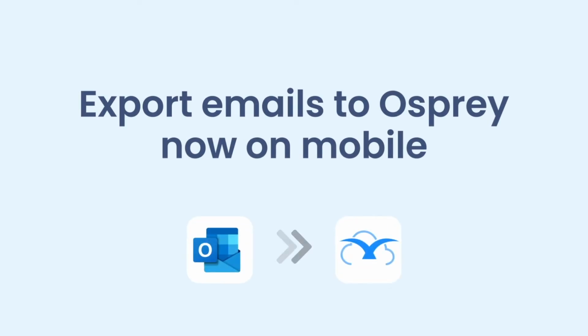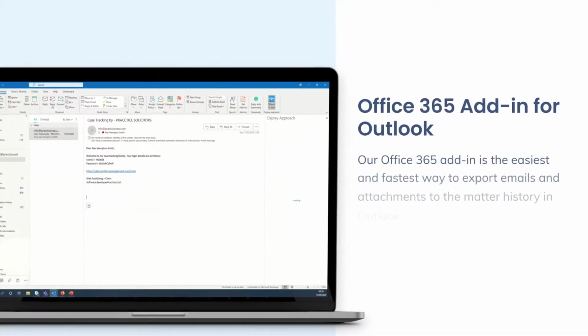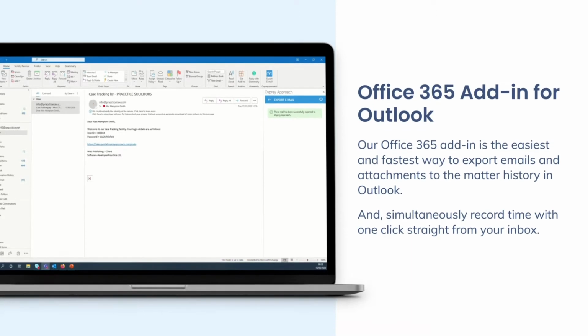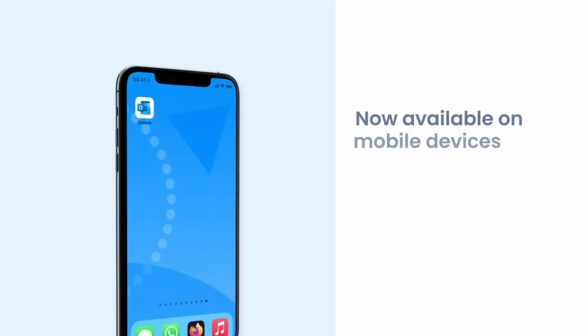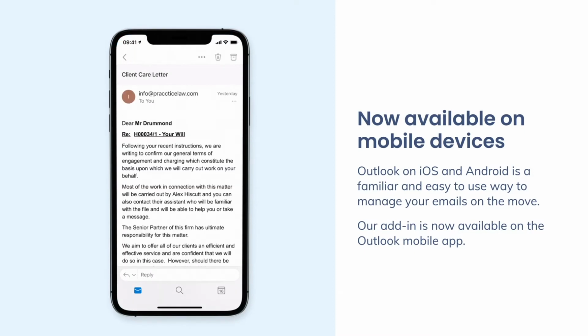Export your emails and attachments to Osprey Approach with integrated time recording on the move with the Office 365 add-in for Outlook. Email correspondence forms a significant part of any matter history. Our Office 365 add-in is the easiest and fastest way to export emails and attachments to the matter history from Outlook. The Outlook app for mobile and tablet devices is a familiar way to manage your emails on the move.